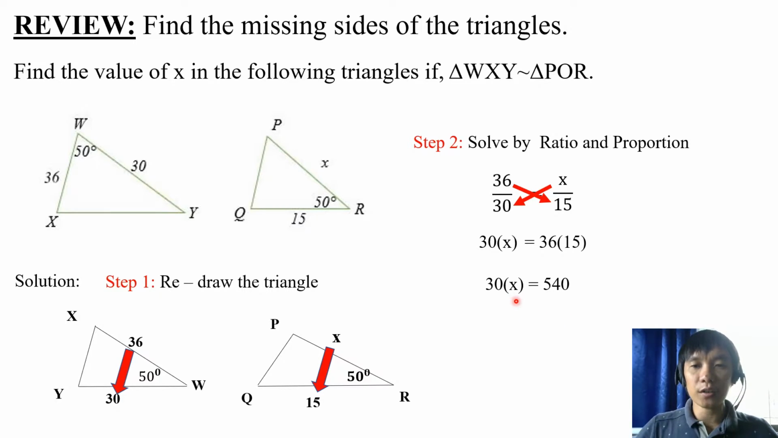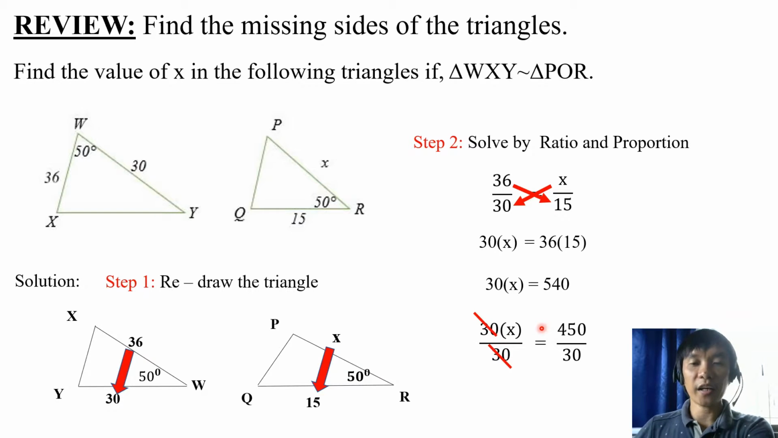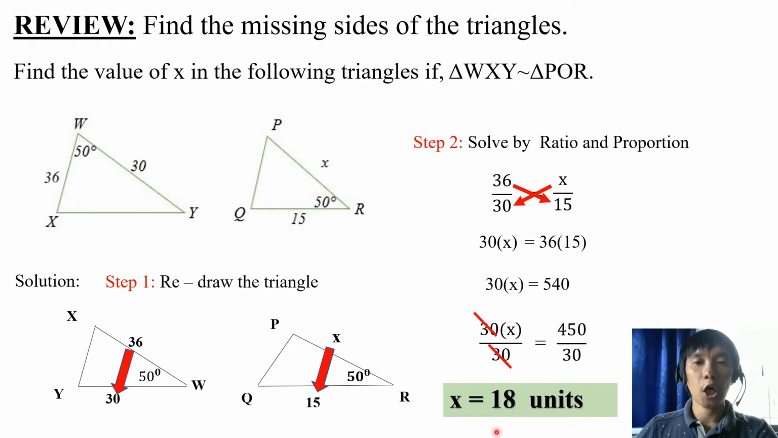Since our concern is only to find the value of x, we divide both sides by 30. We eliminate the 30 in the numerator and denominator, so what remains is just the letter x. Dividing 540 by 30 gives us 18 units. So the value from P to R is just 18 units.